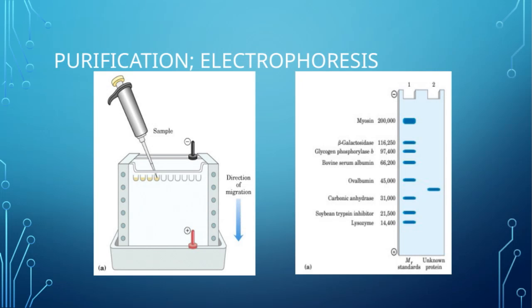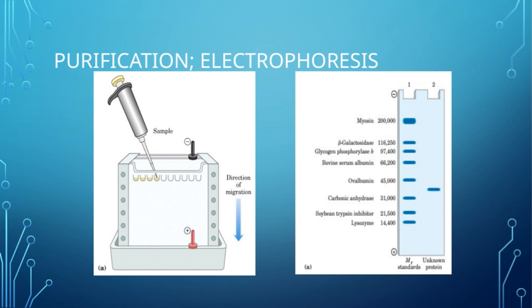Now, let's talk about purification and electrophoresis. These are crucial steps in analyzing and isolating specific molecules, especially proteins and nucleic acids. Purification involves separating the desired molecule from a complex mixture to obtain a pure sample, which is essential for accurate downstream analysis. Electrophoresis, on the other hand, is a technique that uses an electric field to move charged molecules through a gel matrix. This allows us to separate molecules based on their size and charge.